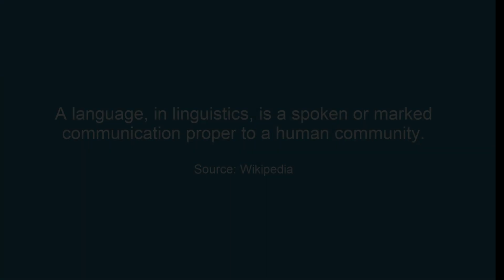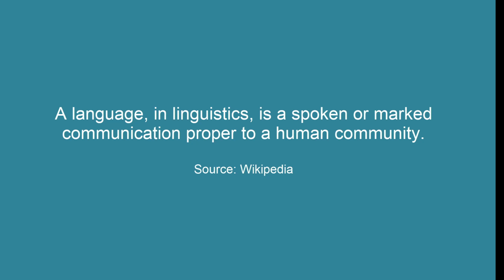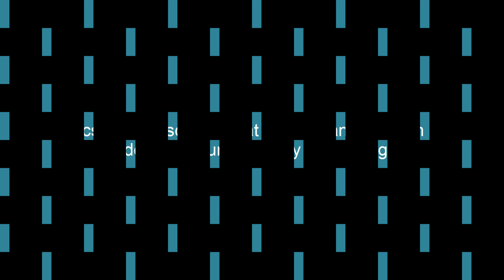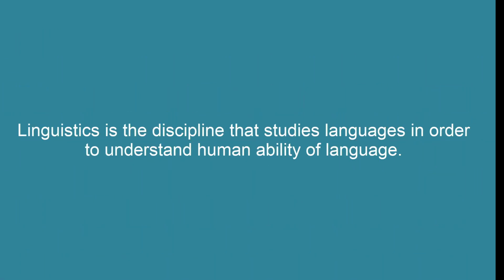A language in linguistics is a system of spoken or signed communication proper to a human community. It indicates, therefore, a concrete form of the human language faculty specific to a certain community. We speak of single languages, Italian or English, for example, as specific manifestations of language. Linguistics is the discipline that studies languages in order to understand the human ability of language.